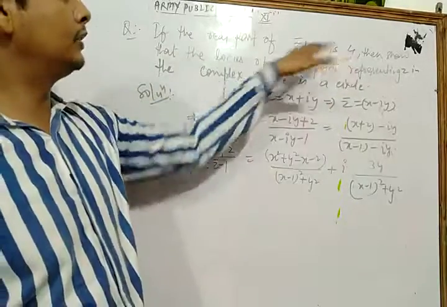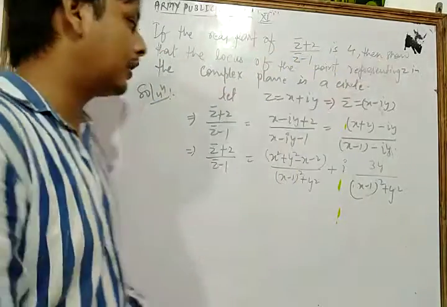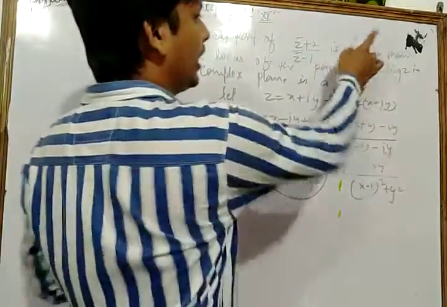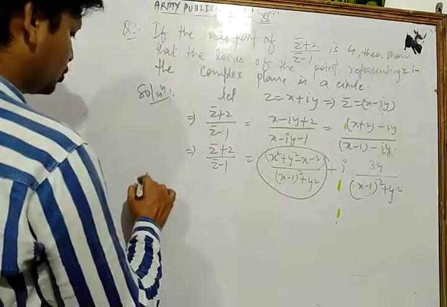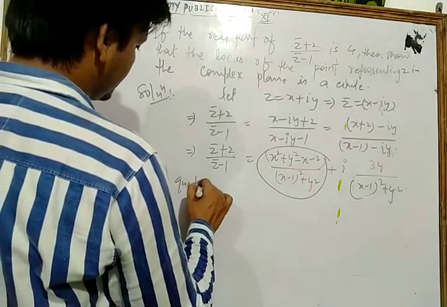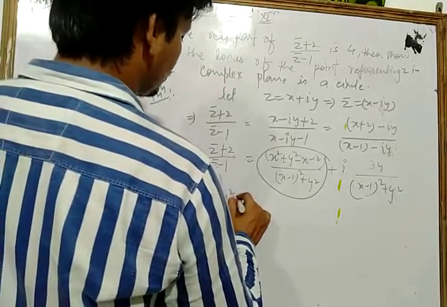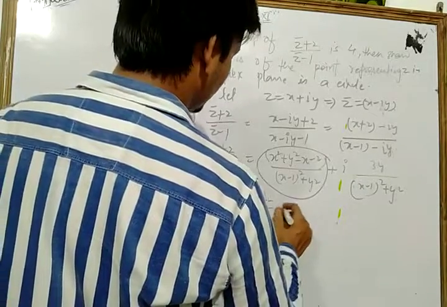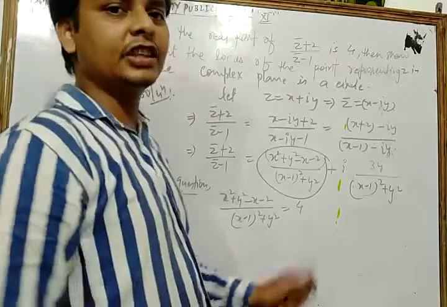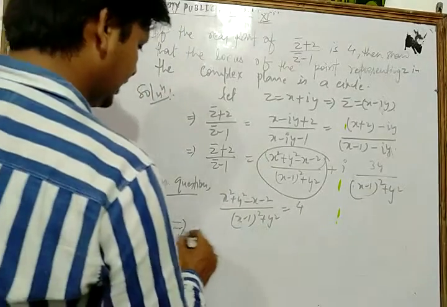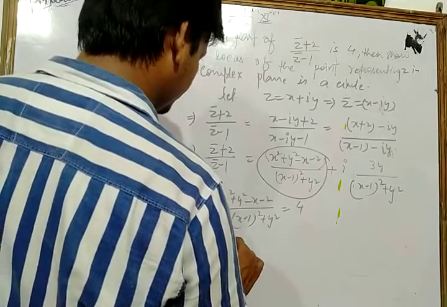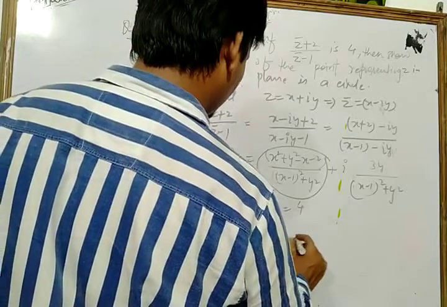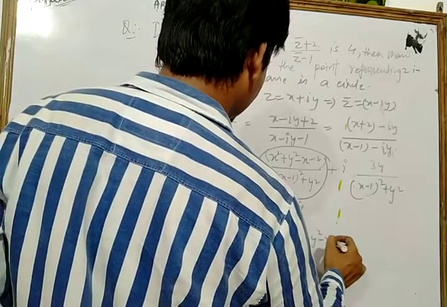Now dear students, according to the question, the real part of that is 4. So this is your real part, and this is equal to what? 4 in your question. So from the question you have x square plus y square minus x minus 2 upon x minus 1 whole square plus y square is equal to 4. After solving this equation, in this way you can write 4 into x minus 1 whole square plus 4y square is equal to x square plus y square minus x minus 2.